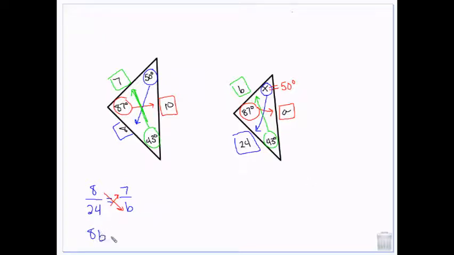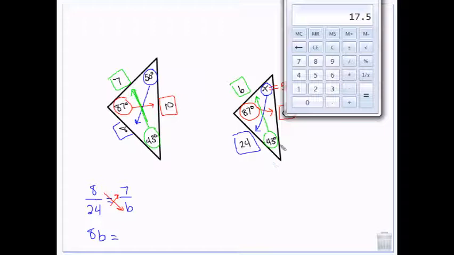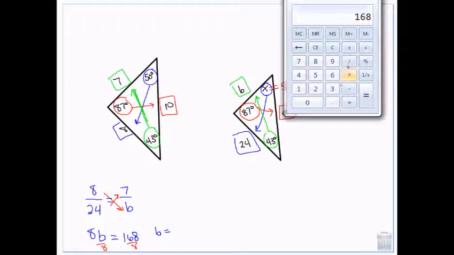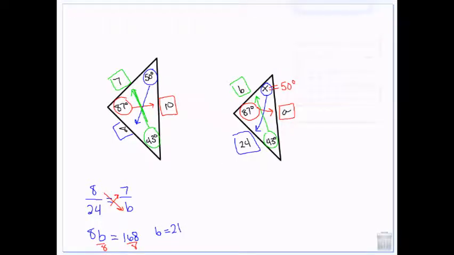And you get 8B is equal to 168. And then you'll divide by 8. I didn't write this high enough, sorry. And you'll get B is equal to 21.